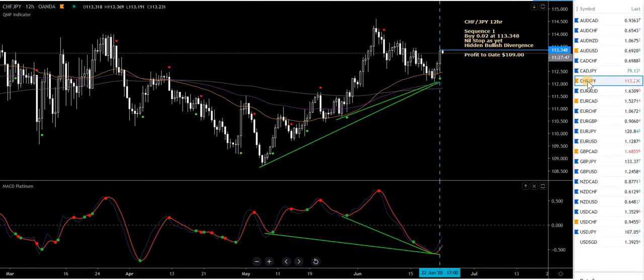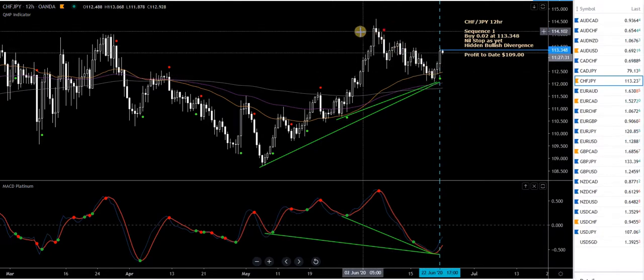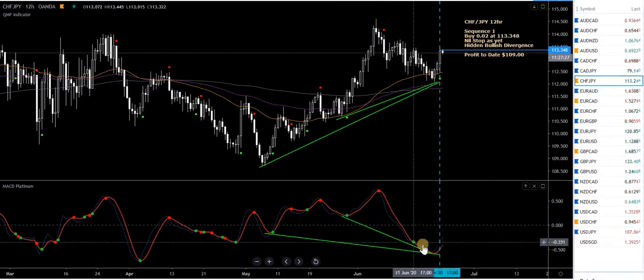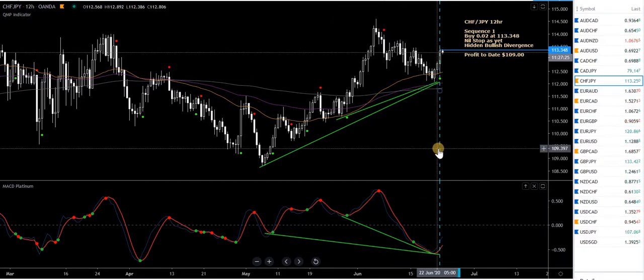Swiss franc, Japanese yen, also a new buy trade taken up here. You can see again we've got hidden bullish divergence. There's a buy here, and a green dot on the QMP filter there. Price has come back to the 50. It's really got to take out this previous high to go up. MACD Platinum is a long way below the zero level, which is great.